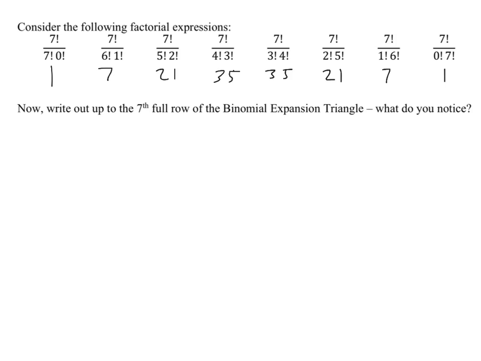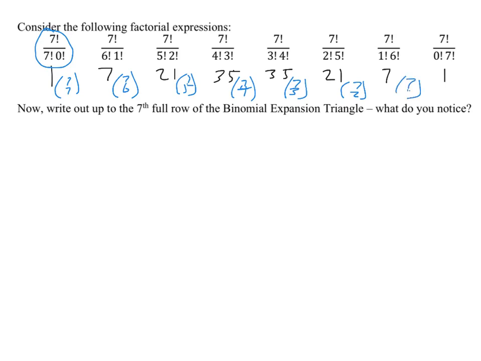I hope now you recognize that this thing here is basically the combinatorial coefficient 7, 7. And this one here is the combinatorial coefficient 7, 6. And this is 7, 5. And this one is 7, 4. And this one's 7, 3, 7, 2, 7, 1, and finally 7, 0. Now the next thing I'd like you to do is write out up to the 7th full row of the binomial expansion triangle. And I want you to see what you notice.